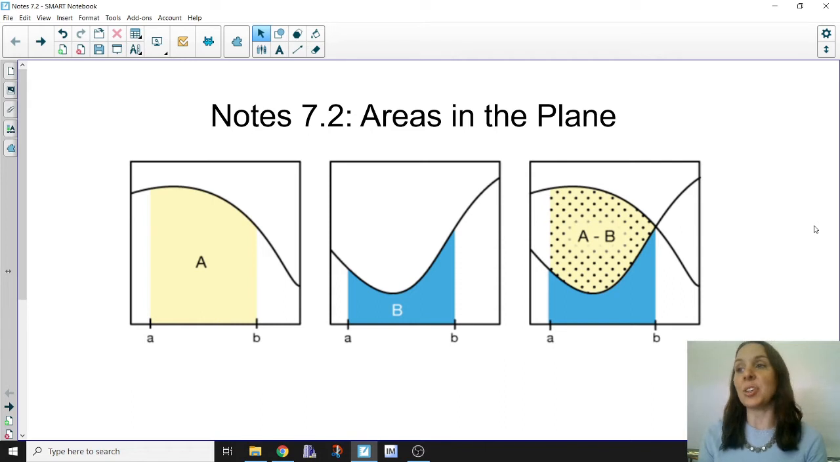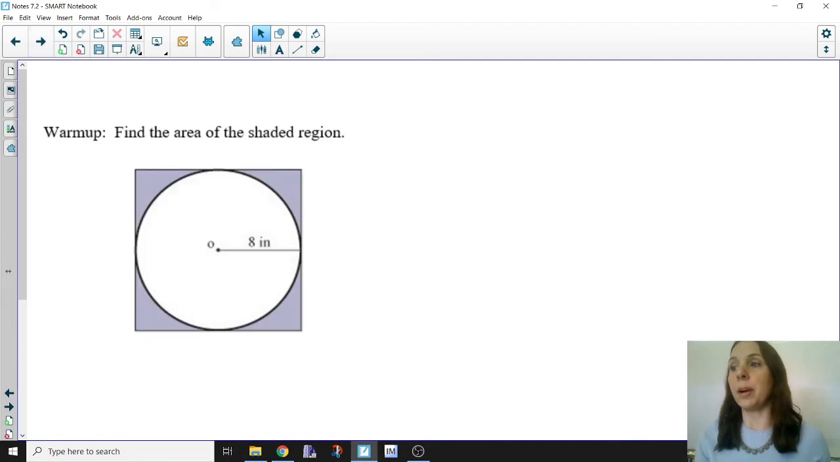In this section, we are going to discuss area between two curves. Let's begin with a little warm-up problem where you use a circle within a square, and you are to find the area of the shaded region.